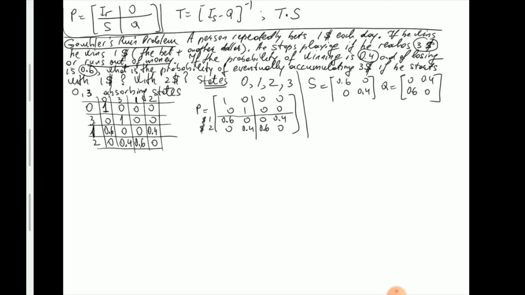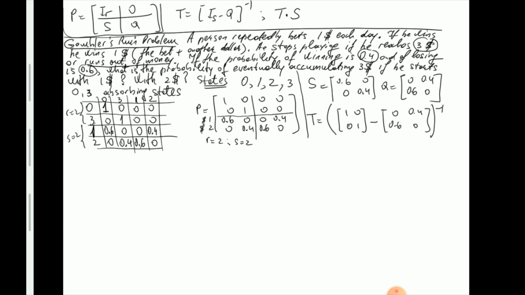So the fundamental matrix comes from taking the inverse of the identity matrix minus Q. So in this case, again, R is 2, S is 2, the number of non-absorbing or absorbing states. So T is the identity with S rows and S columns, 1, 0, 0, 1, minus Q, which is 0, 0.4, 0.6, and 0. So we have to take the inverse of this matrix.